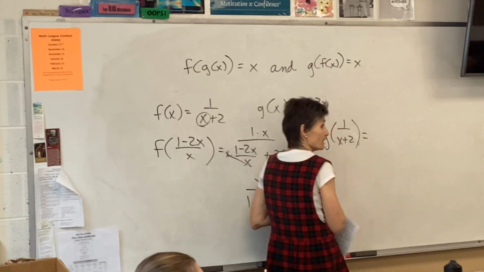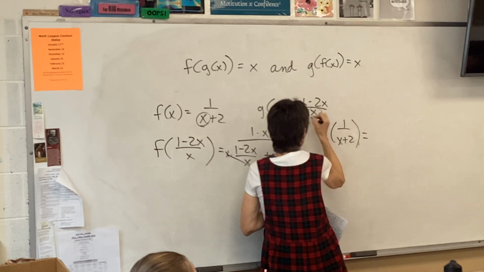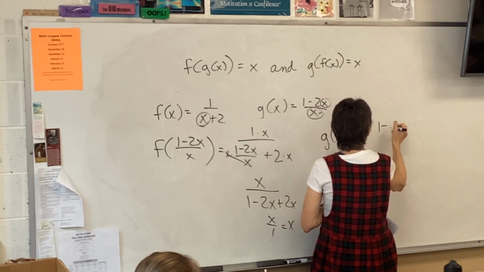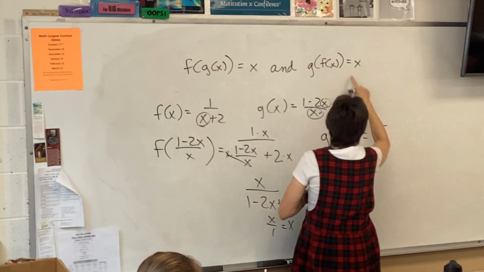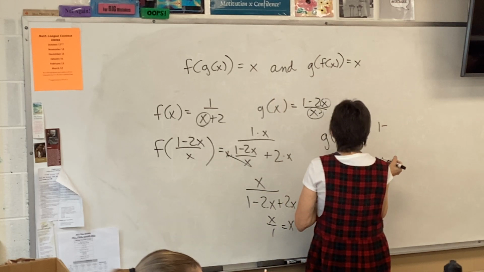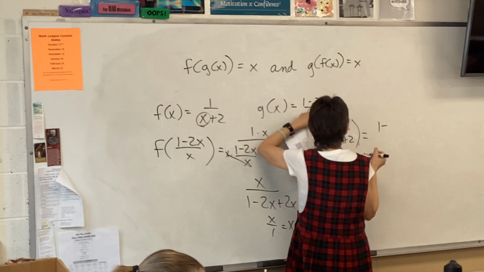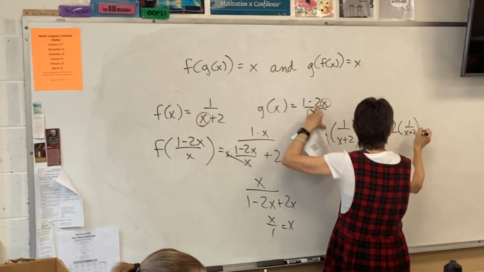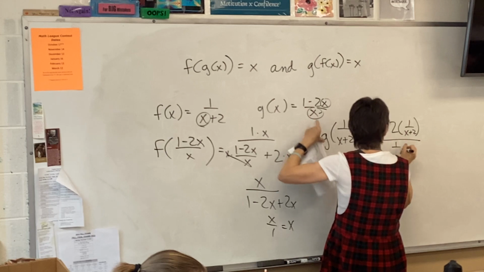Now I gotta do that one, which says plug F into G. So it's gonna go in here and here. And you want it to be negative x? No, it wants to be x. So 1 minus 2 becomes 1 over x plus 2 over 1 over x plus 2.